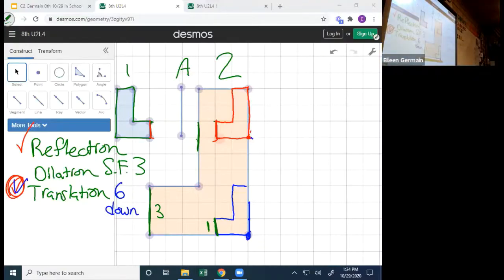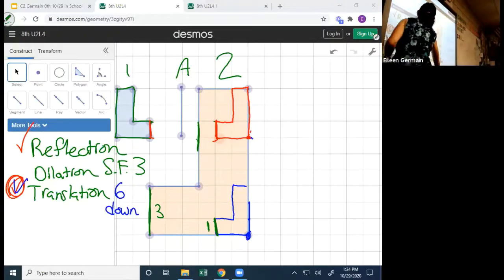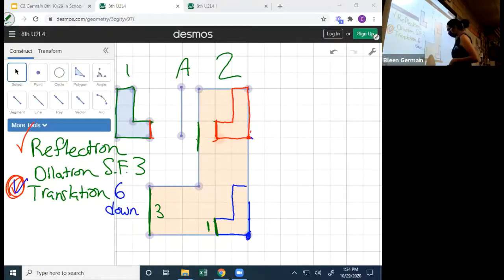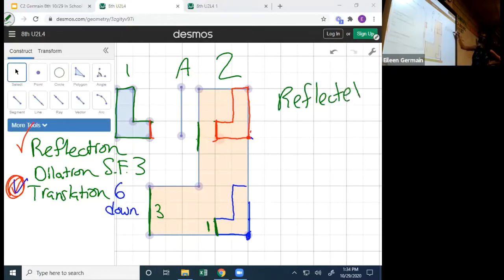So once again, we did 3 moves to get to where we were. We're gonna rewrite those moves right now. So the first move that we did, what was it? We reflected, okay? We reflected across, what did we name that line? A. So we reflect across line A.